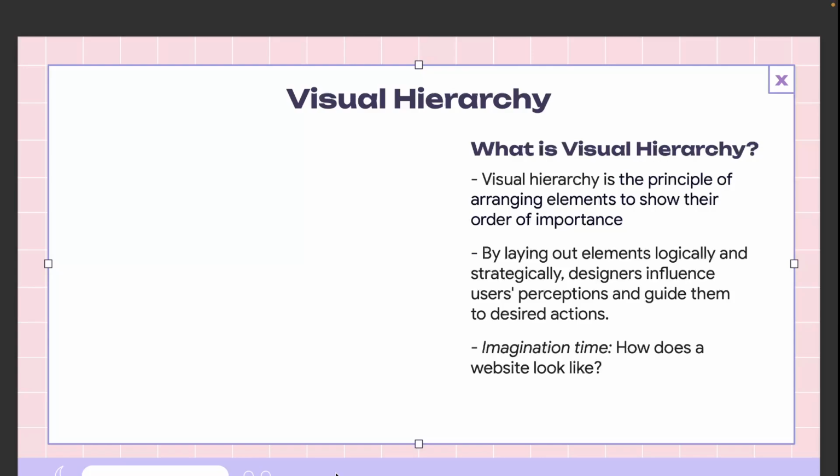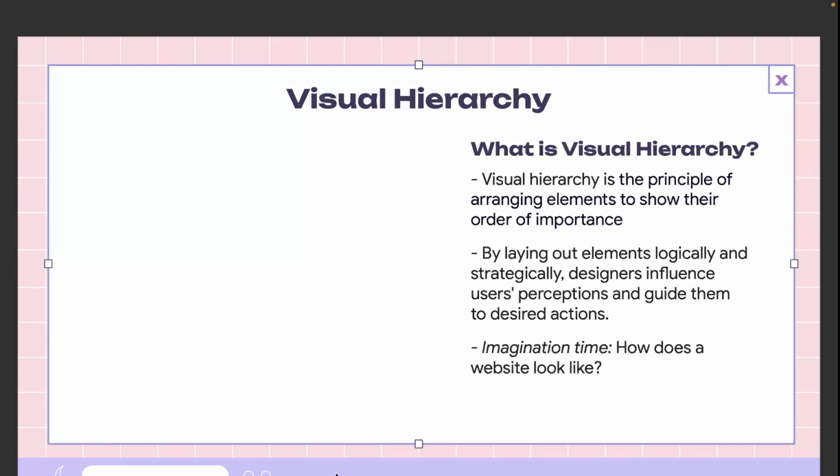So this can be done by laying out elements logically and strategically. Designers influence users' perception and guide them to decide actions. Now this, again, might all look very wordy and complicated to you. You don't have to complicate it as such, okay? We'll see the visual examples after this and you will be able to get it immediately. But before we do that, let me actually ask you something. We'll get into this in imagination time, okay?